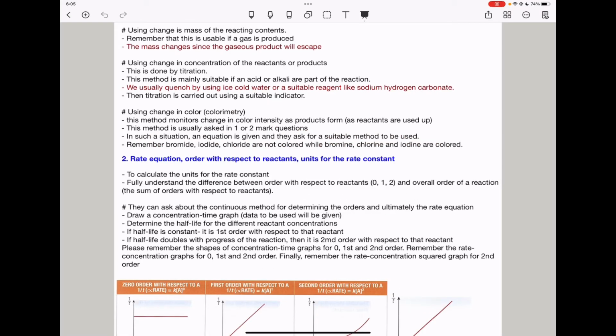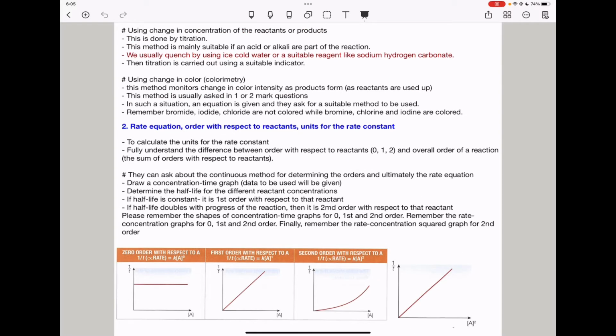They could ask you to use the continuous method to determine the orders and ultimately the rate equation. In order to do this, you will have to draw a concentration time graph, and then from the concentration time graph, you will determine the half-life for the different reactant concentrations. If the half-life is constant, then we can assume that this is going to be first order with respect to that corresponding reactant. And then if the half-life doubles with progress of the reaction, then this is going to be second order with respect to that reactant.